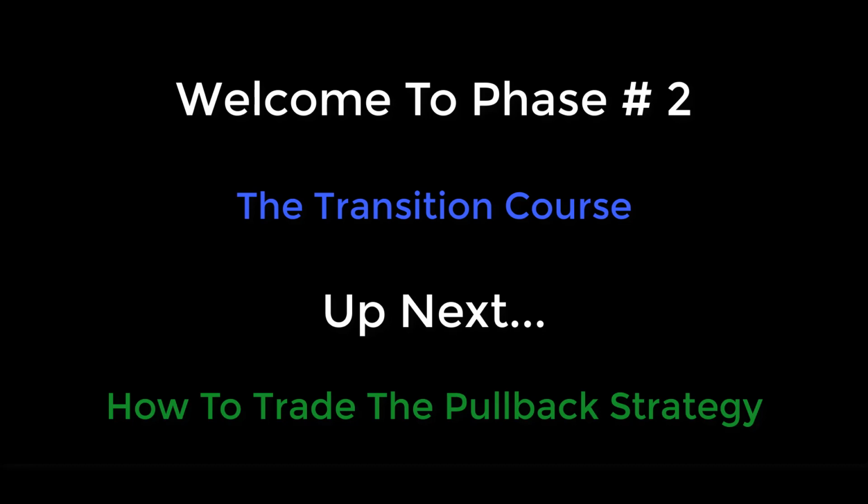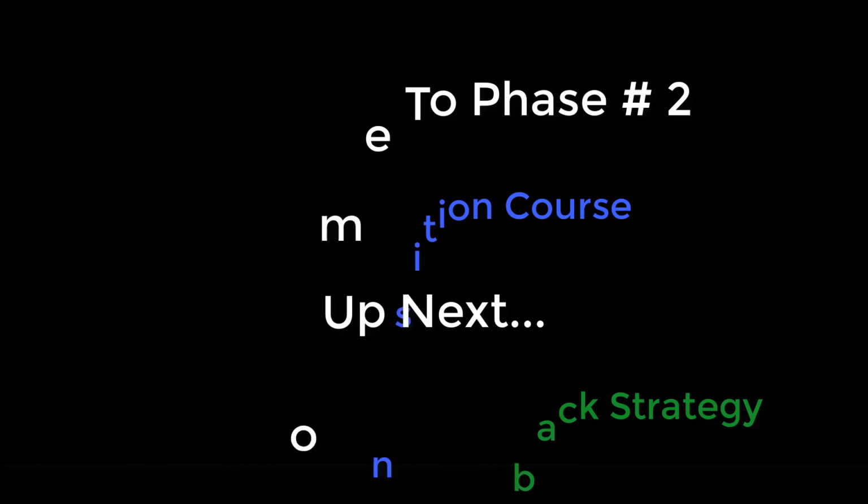Now, I know I went through that very quickly, but this phase of the course may very well take you between 3 and 6 months, and that is more than fine, guys. It takes a long time to really master this type of thing, but having this transition phase will definitely speed up your process. So without further ado, let's go ahead and jump into the pullback strategy, and I'll see you guys in that video.